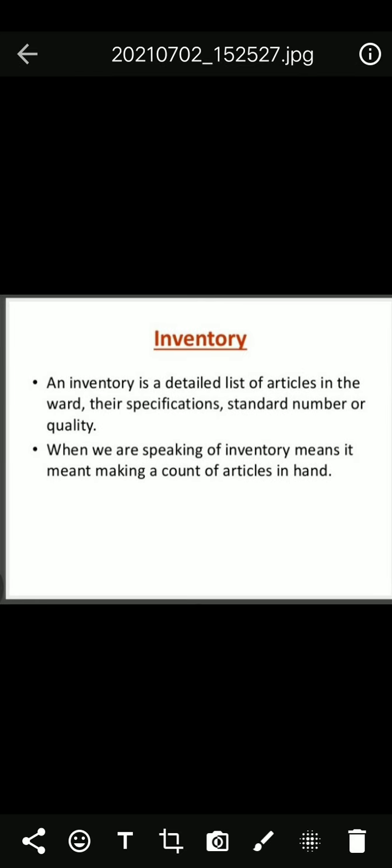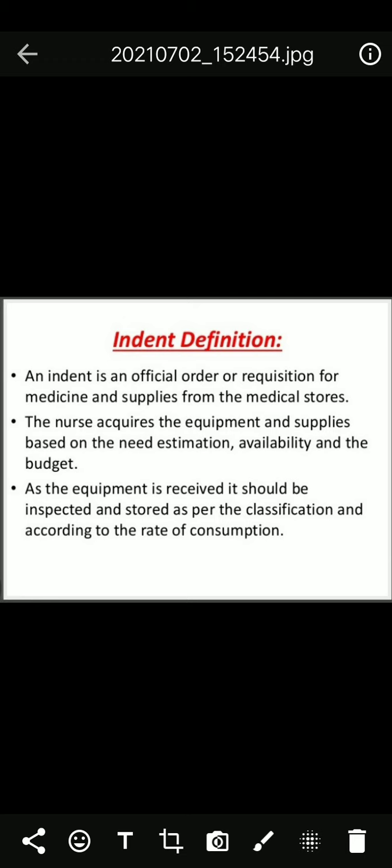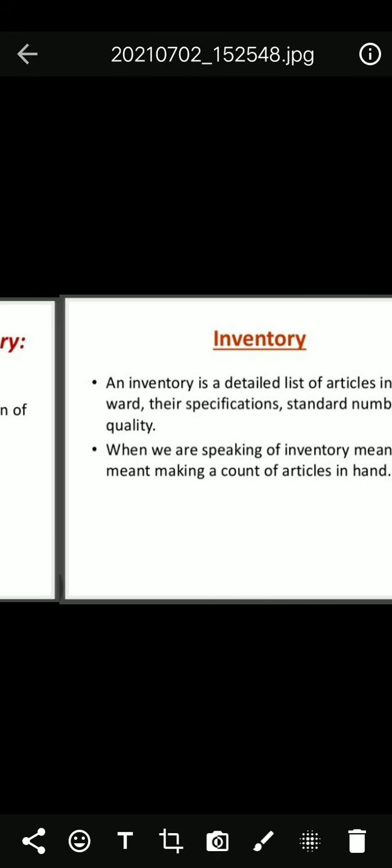Inventory. An inventory is a detailed list of articles in the ward, their specification, and standard number and quality. When we speak of inventory, it means making a count of articles in hand. This is the inventory list of articles. Indent means if any equipment and supplies are needed, they must be ordered from the medical stores.